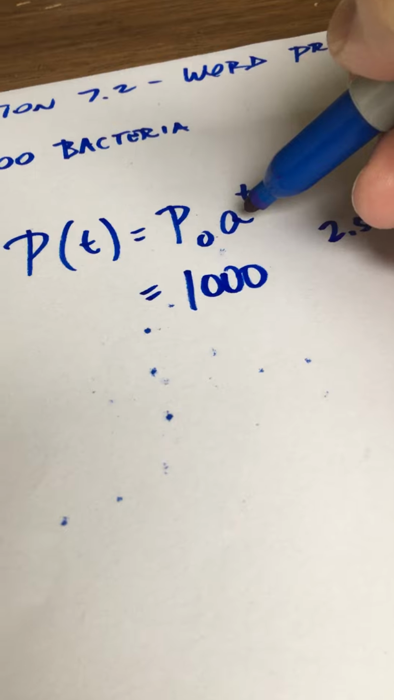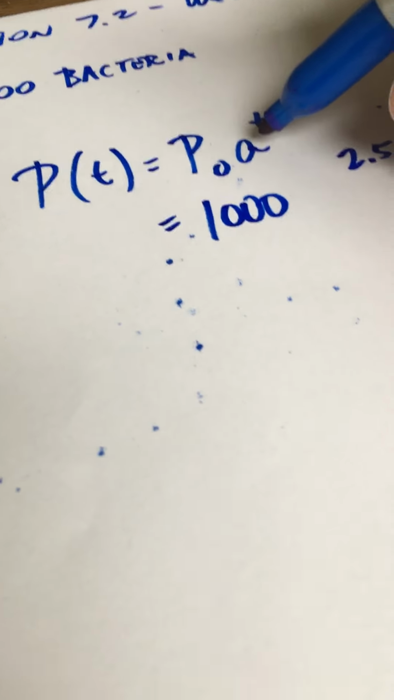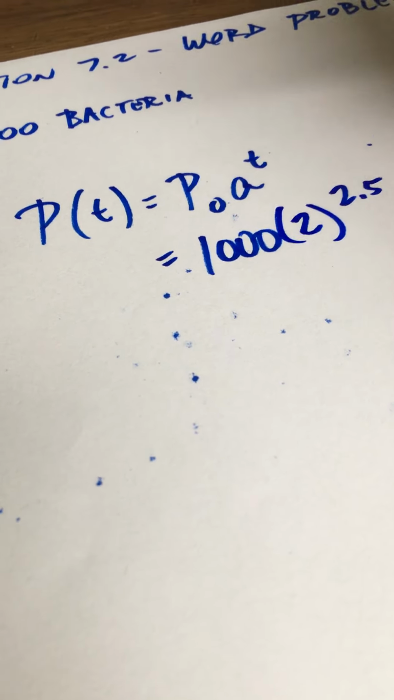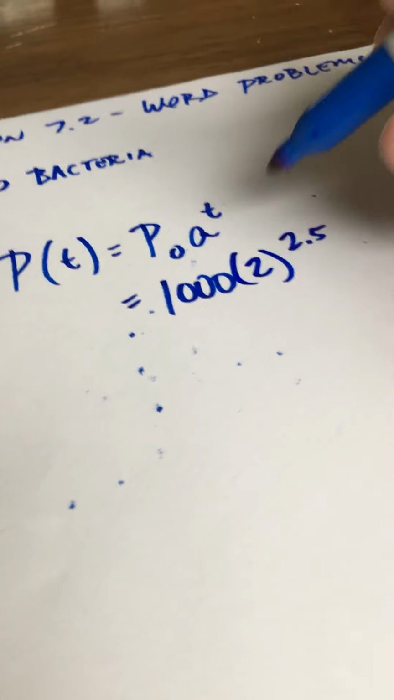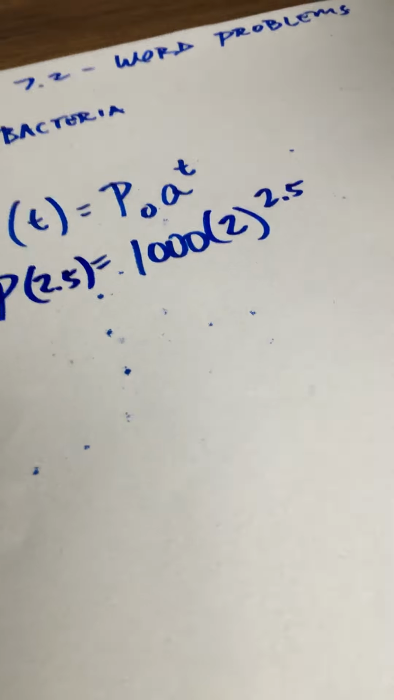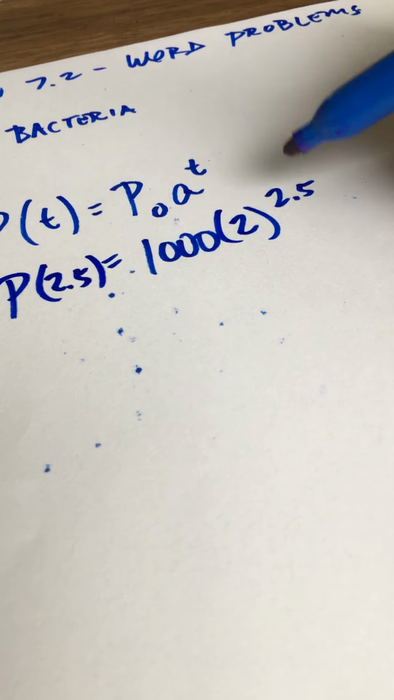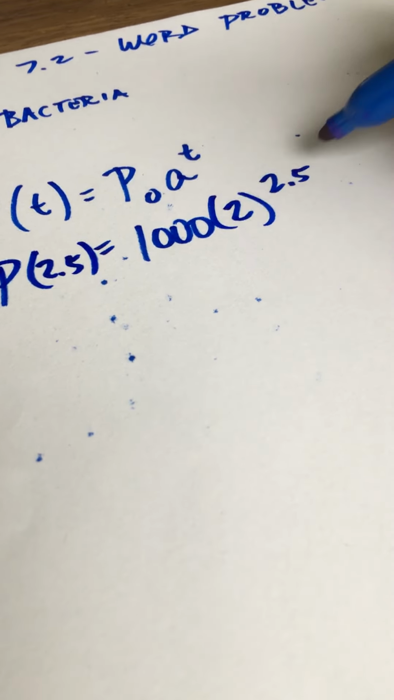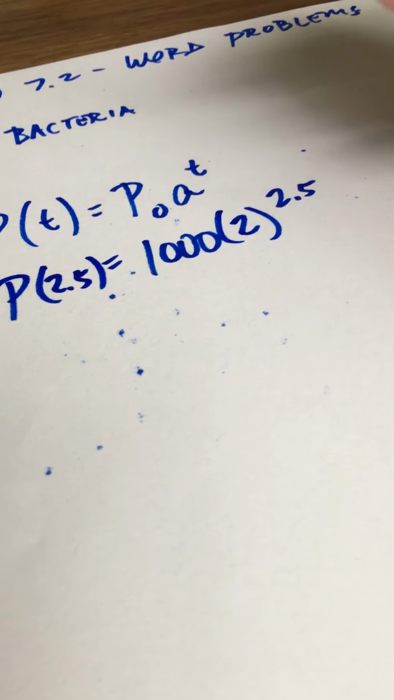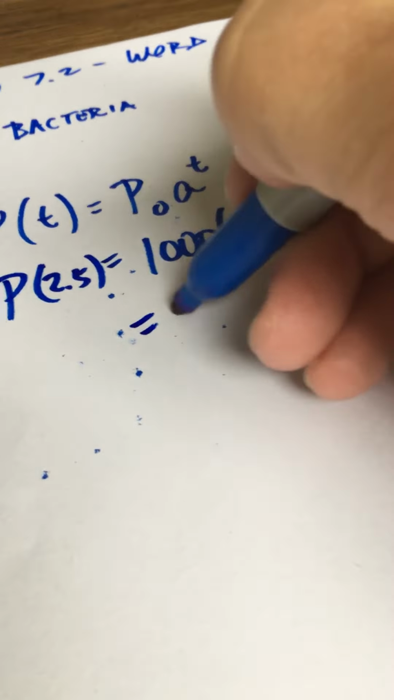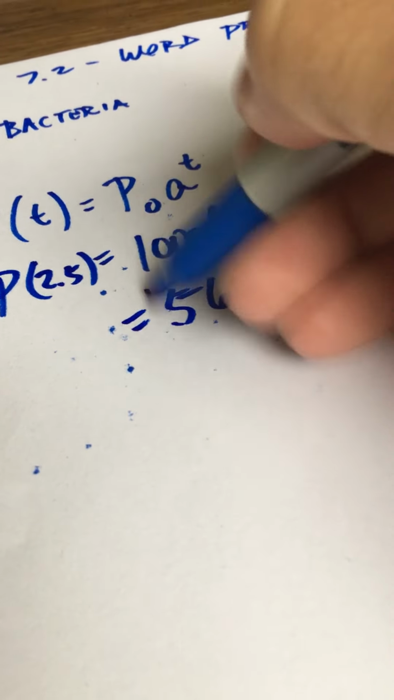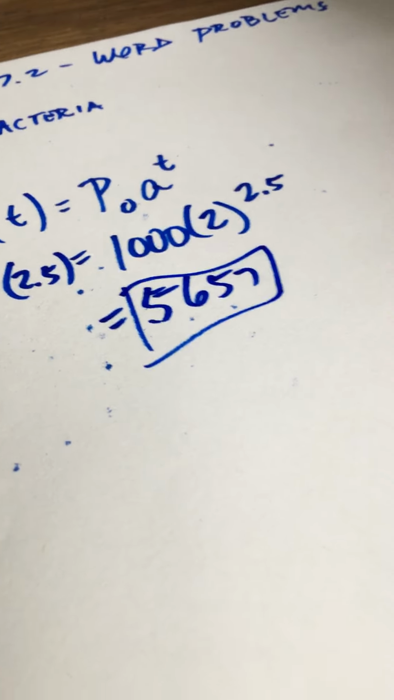This a is the rate at which it's growing. Since they said it's doubling, that means it's multiplying by 2s. It's going 2, then 4, then 8, and then 16, and keeps doubling like that. So this will tell us the population after 2.5 hours. On your calculator, you'll simply say 2 to the 2.5 power, do your exponent first, then multiply that times 1,000, and that will end up giving you 5,657. That tells you how many bacteria are there after 2.5 hours.